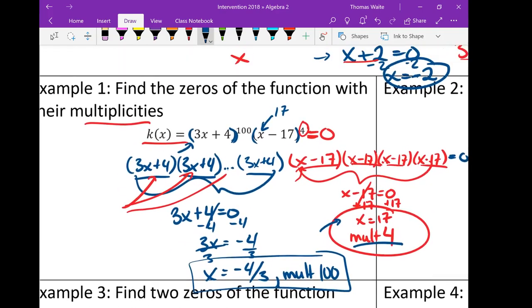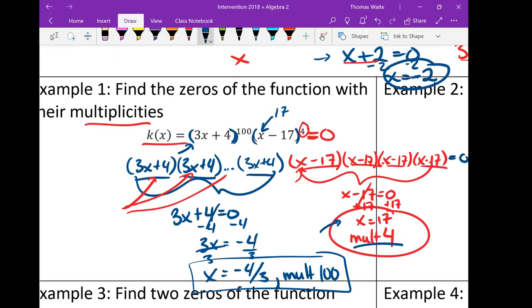Same thing with x equals negative 4 over 3. If we plugged x equals negative 4 over 3 into any of these terms, like over here, say I plugged it in there, we would multiply it out. This would turn into negative 4 plus 4. That's just 0. We would get 0, and that 0 would multiply to make the rest of this polynomial 0. So that's why x equals negative 4 over 3 is a 0, and it happened 100 times when we split it up into linear factors.